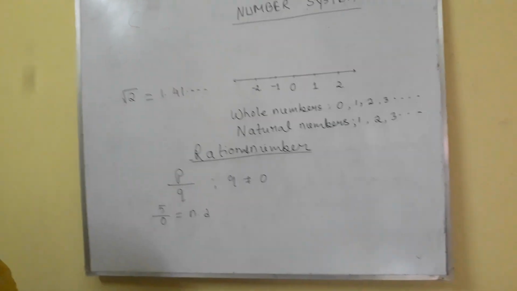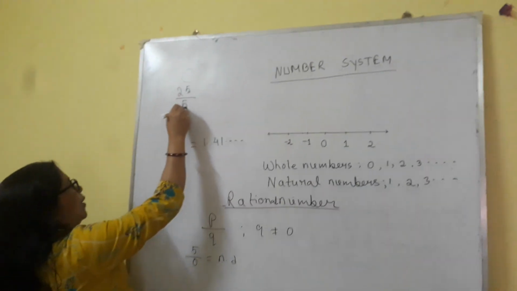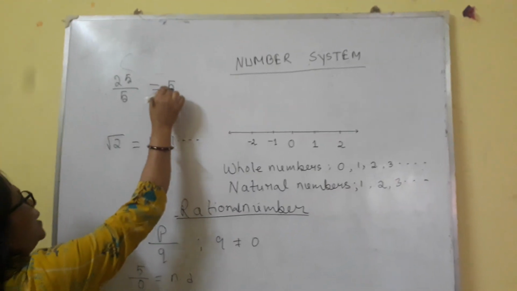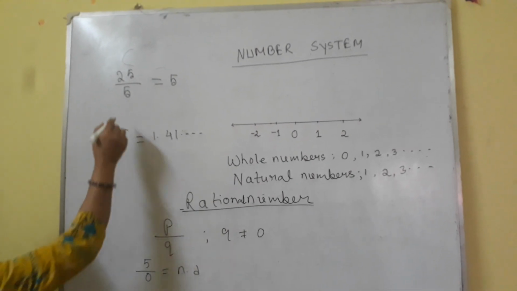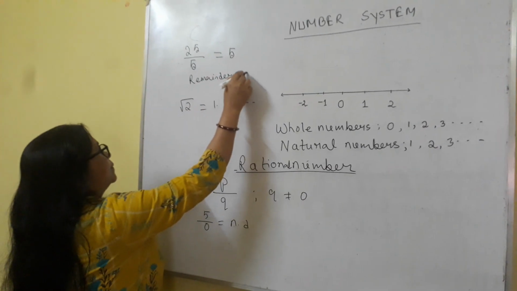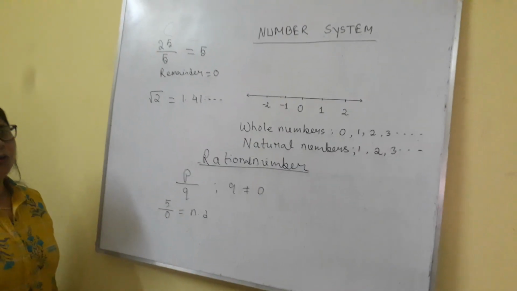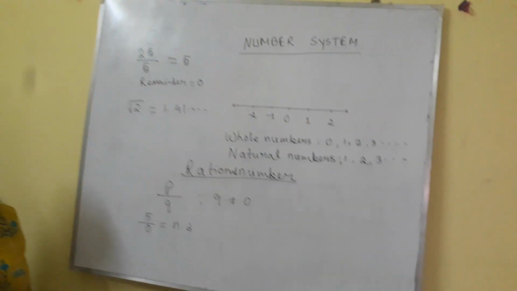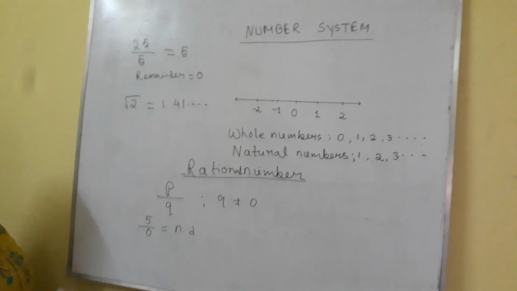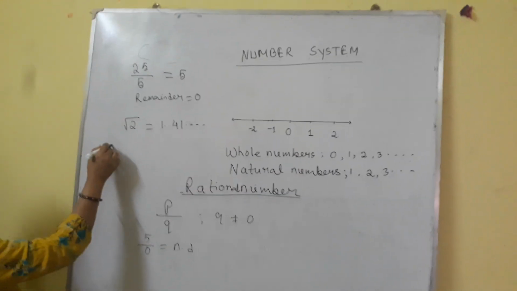Now what is a terminating decimal expansion? Suppose you divide 25 by 5. If we divide 25 by 5, we get 5 as the quotient and the remainder is 0. So when we divide a number by a divisor and the remainder is 0, we call it a terminating decimal expansion. So that number is a terminating number. In the same way, when we get a remainder and the division continues, that is called a non-terminating decimal expansion. Let's take an example for that.